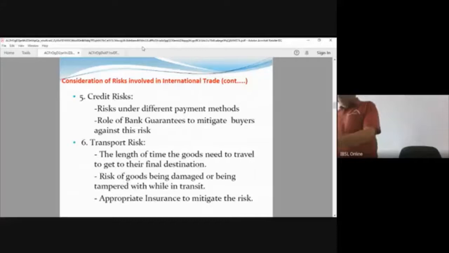Yeah, another risk is documentation risk. Number seven. Documentation risk. That means failure in fulfilling document requirements. Failure in fulfilling documentation requirements.